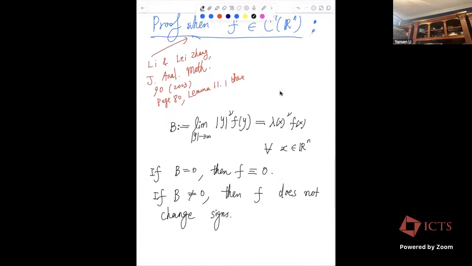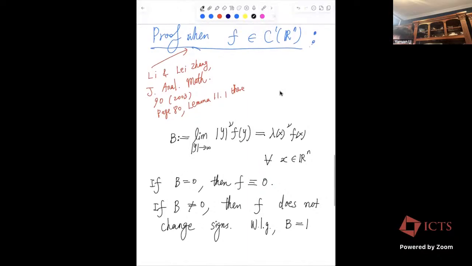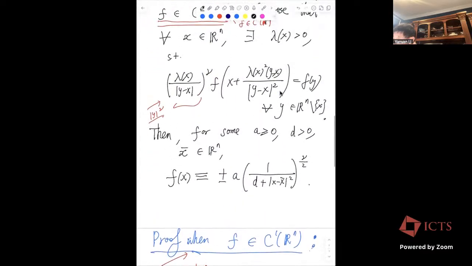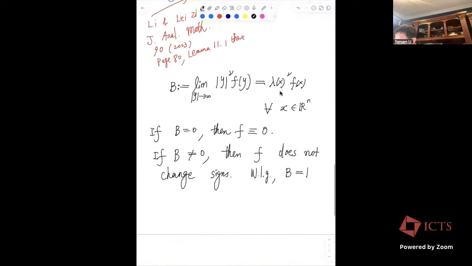So without loss of generality, b is positive and equal to 1. If it's positive, I can divide f by b. The new f will still satisfy this, because this is linear in f. So you take b equal to 1. Otherwise, you take b equal to -1, and the proof is the same. So now we know that f is positive.